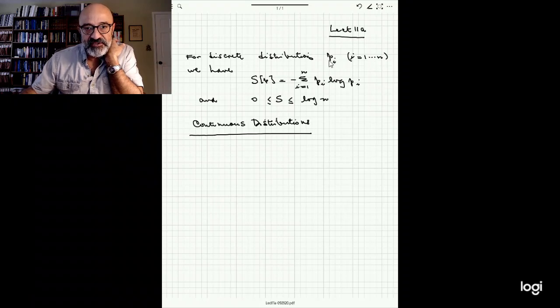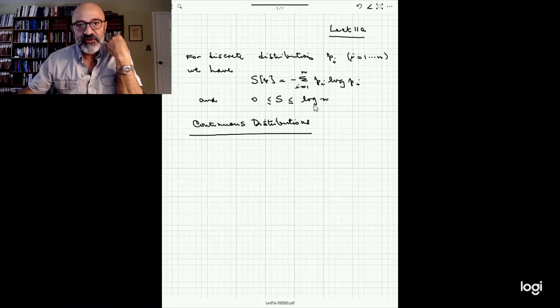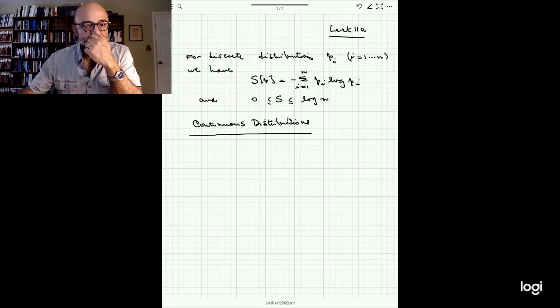If you have n alternatives, the probability p_i of each one of them will give you a Shannon entropy given by this formula. And this entropy is bounded between a minimum value of 0, which is what happens when you're certain of one of these, in which case the probability is 1 and the log of 1 is 0. And the other ones, everybody has a 0 in front, so everybody is 0. So when you have full certainty, you get a 0. And when you are maximally uncertain, maximal amount of missing information, the probability is that of the uniform distribution, 1 over n. And you get something like that.